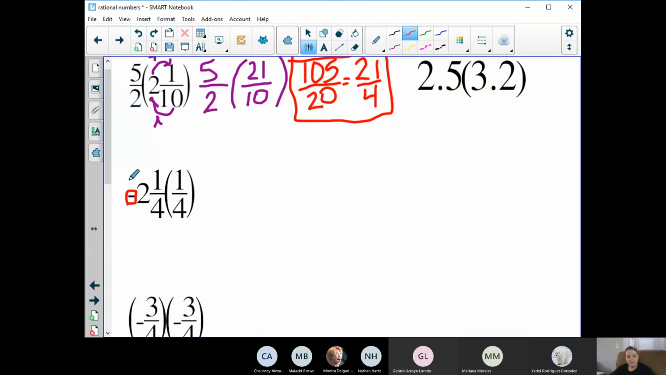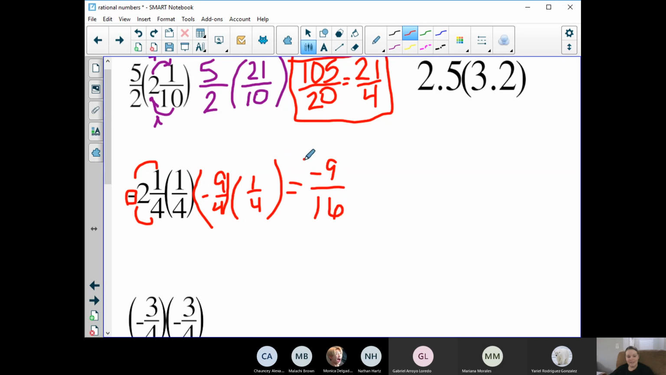All right, so let's change this to an improper fraction. So 4 times 2 is 8, plus 1 is 9. So 9/4, or negative 9/4, can't forget that, times 1/4. All right. So negative 9 times 1 gives me negative 9, and 4 times 4 gives me 16. So my answer is negative 9/16. Any questions about that one?